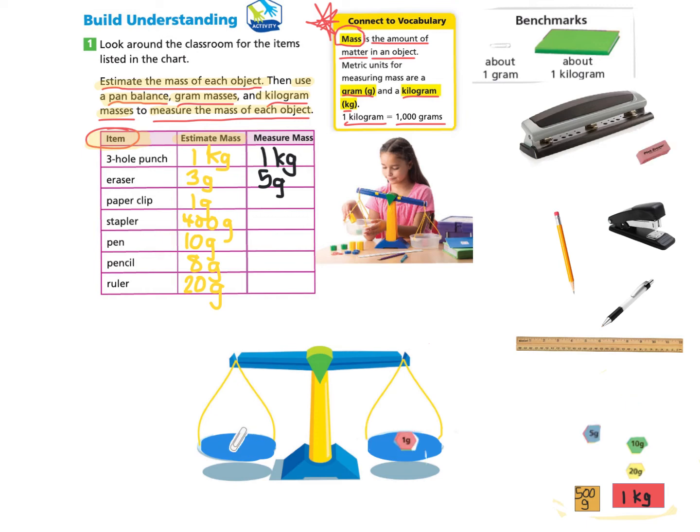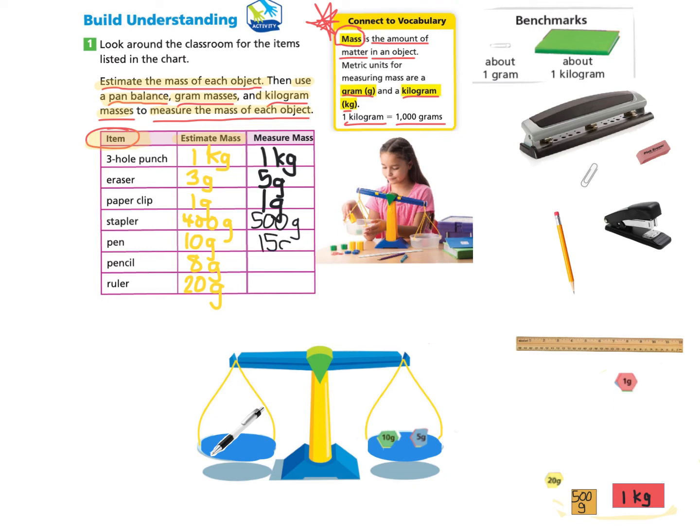Then I weigh the paper clip and it weighs 1 gram, so I will write in 1 gram. Next, I weigh the stapler and I find that it weighs 500 grams. So I will write in 500 grams. Then I weigh the pen and I find that the pen weighs 15 grams.